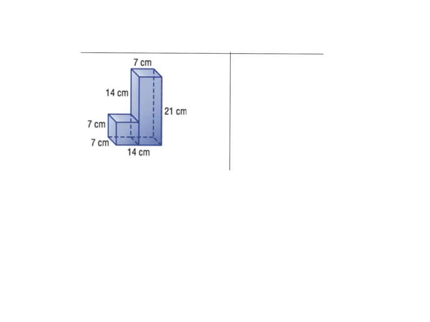All right, and the last one we're going to look at together, I have 2 rectangular prisms, or really I have a cube and a rectangular prism put together. So let's go ahead and start with the cube. So the cube is 7 by 7.